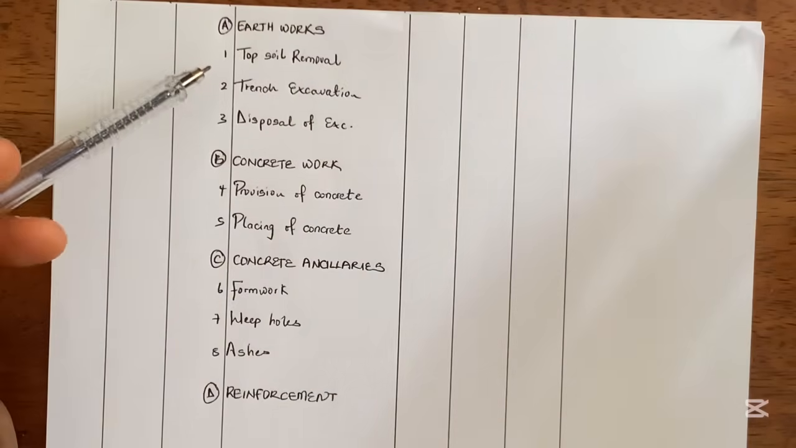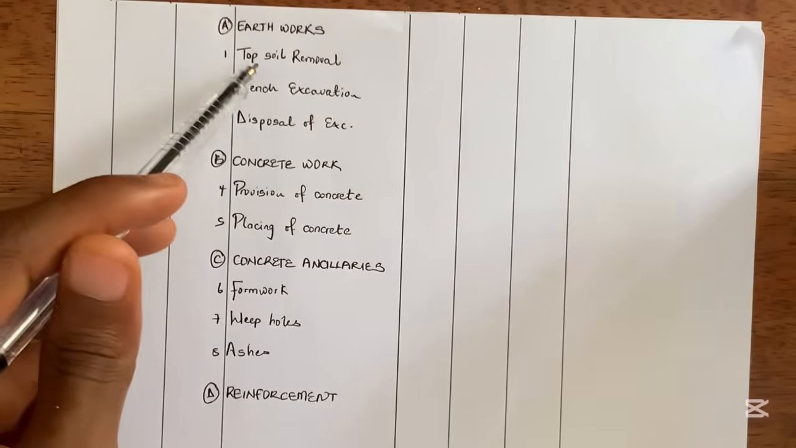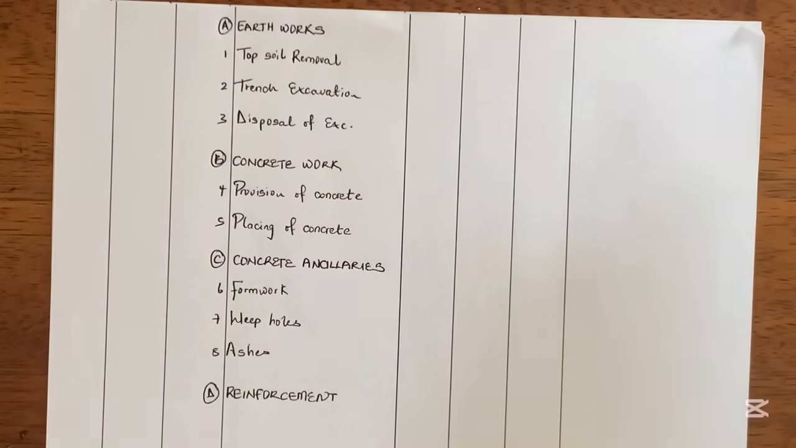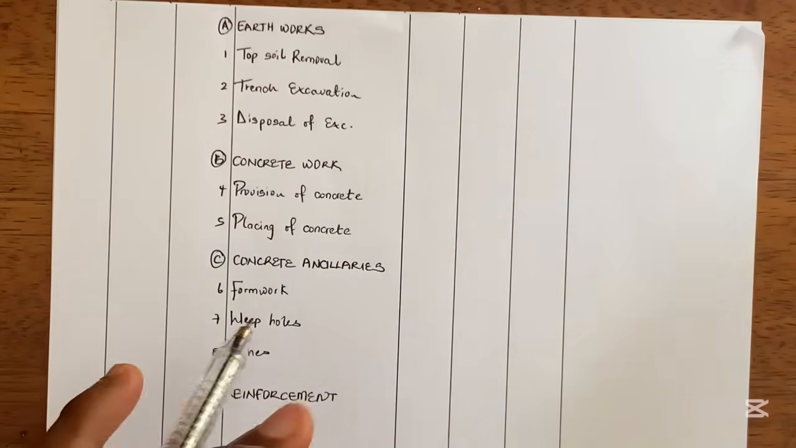For our earthworks, what are the things we need to scatter? Number 1, the topsoil removal. For every site, once you get to the site, the first thing you should do before you begin construction is the removal of topsoil. I told you that there are similarities between building work and civil engineering works. So you can see that this is a similarity. Building works has removal of topsoil. Civil engineering works has removal of topsoil.